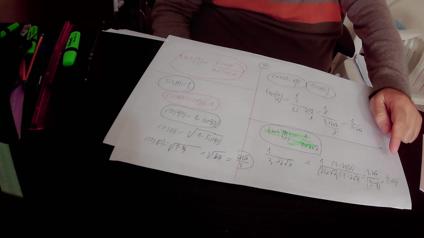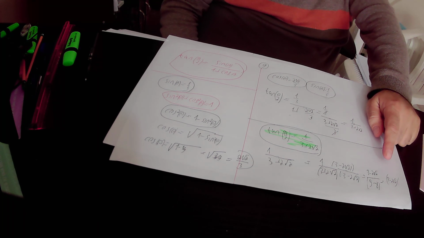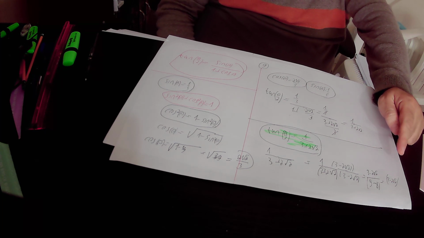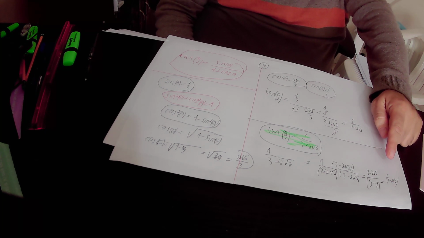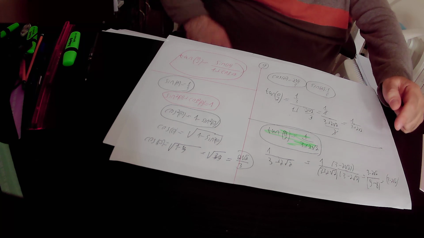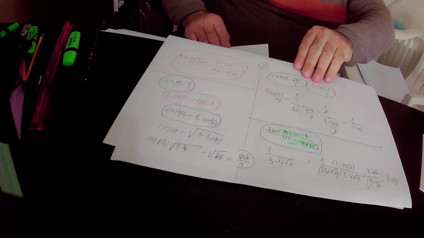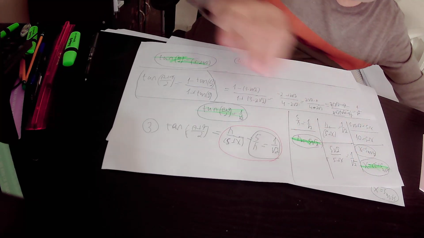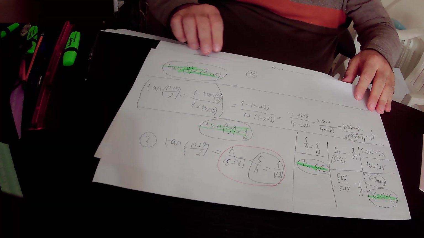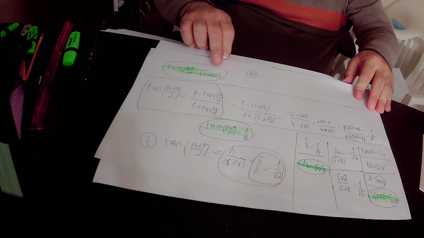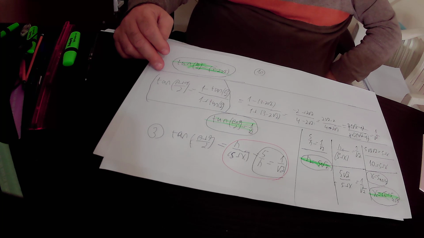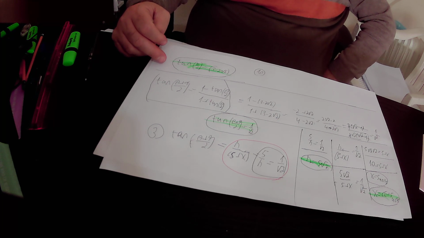So in the denominator we have 9 minus 8, and in the numerator we have 3 minus 2 times square root of 2. Everything divided by 1 is the same number. So we found that tangent theta over 2 is equal to 3 minus 2 times square root of 2.